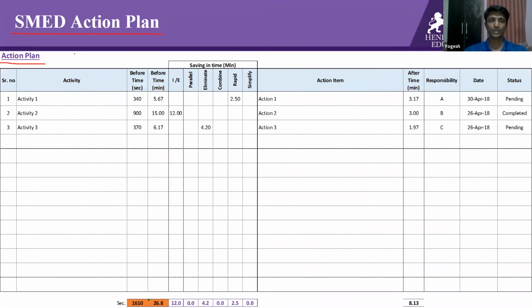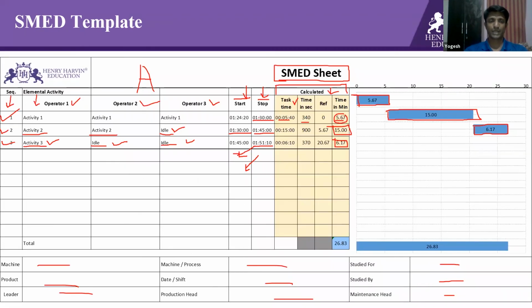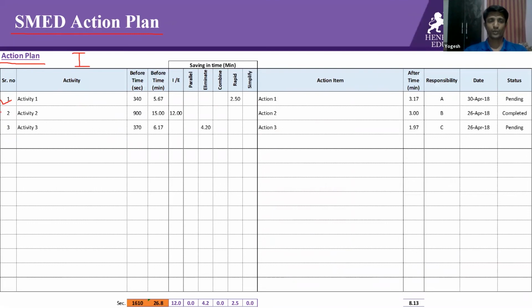So what we need to do here is come up with the solution. We need to come up with the action items that can be implemented to improve, or basically to reduce, your changeover time, right? So these are the activities that are there: activity 1, 2, 3, right? This is the before time, this is the after. Before time in seconds, before time in minutes. And now here is the important thing.